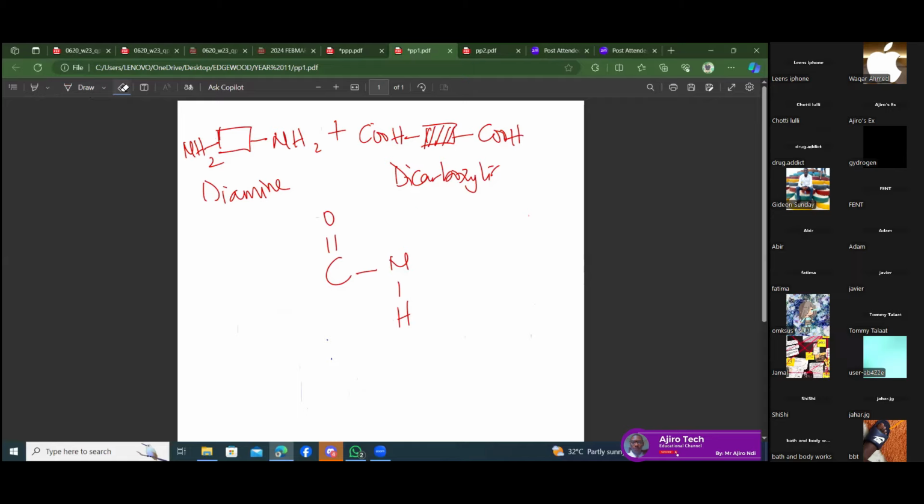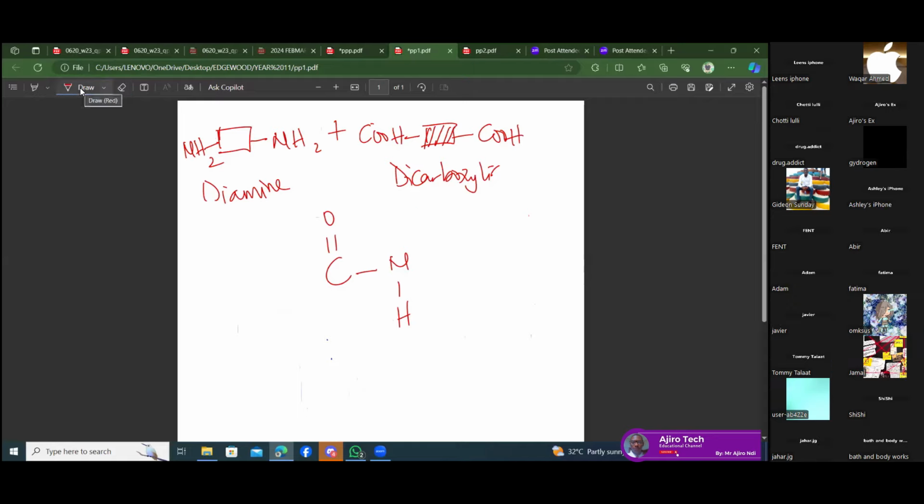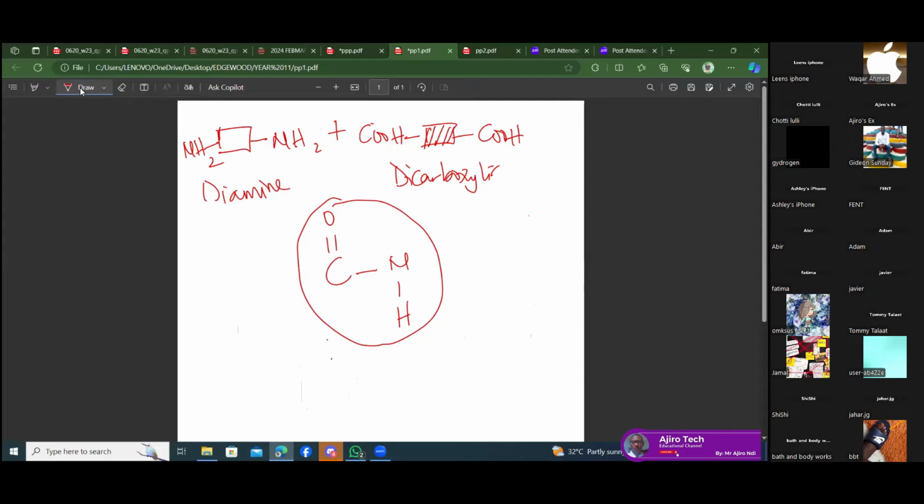Okay, C double bond O. Mister, what's a diamine? A diamine is two amine groups. Di means two, so an amine group is NH2, right? So this is an amine group. When you have two of an amine group, we call it a diamine. Because it has two amine groups, we simply call it a diamine.